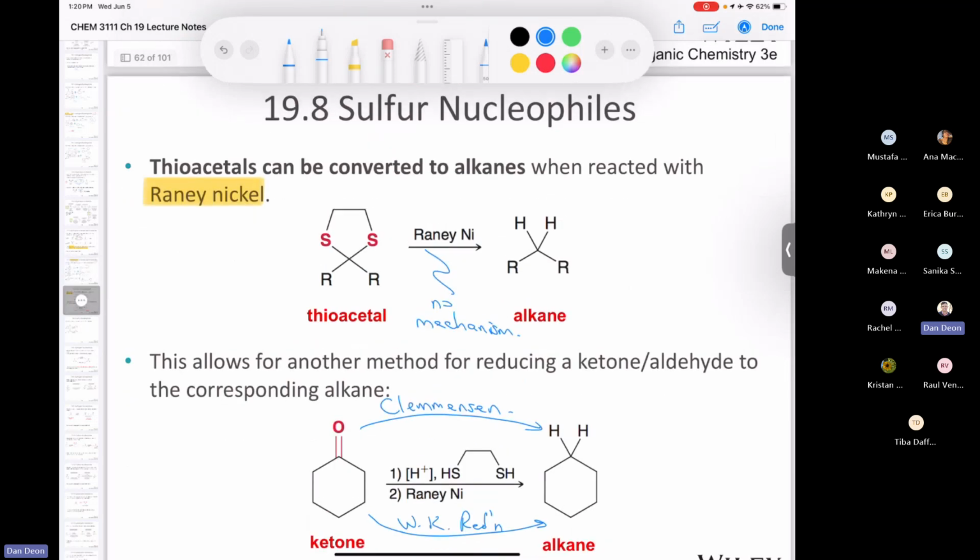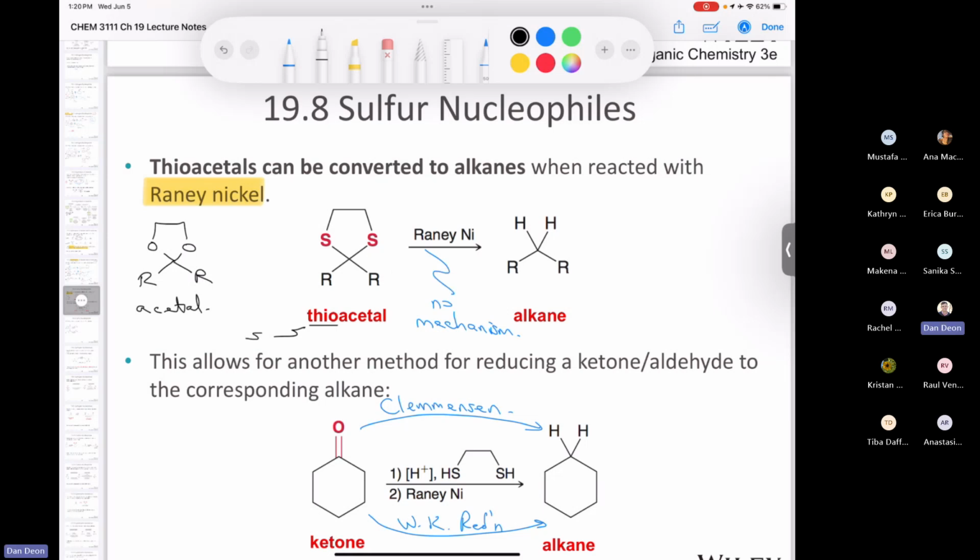I think towards the very end of our last lecture, I mentioned that you can form a sulfur acetal. So it's an analog of an oxygen acetal. So if you have a cyclic acetal like this with oxygen in it, we just call that an acetal. If you replace the oxygens with sulfur, we call that a thioacetal. So thio stands for the sulfur atom. Okay, so a thioacetal.